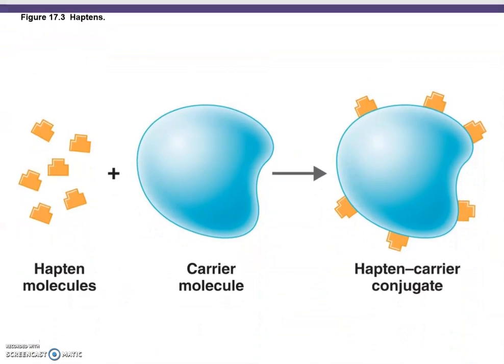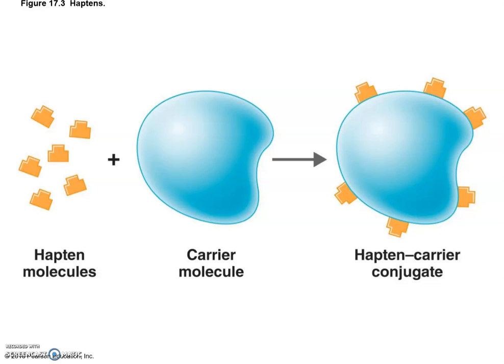A hapten, by contrast, by itself, is too small to trigger an immune response. It needs to be attached to a carrier molecule to produce an immune response, and then you will get antibodies against this surface structure. By itself, you wouldn't get the formation of antibodies, but attached to some sort of carrier molecule, your immune system will make antibodies against this surface structure.